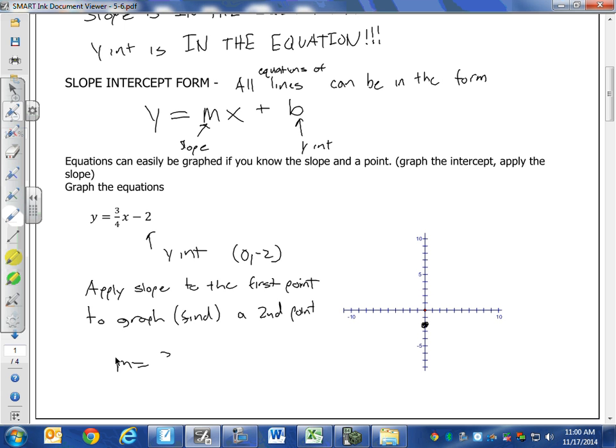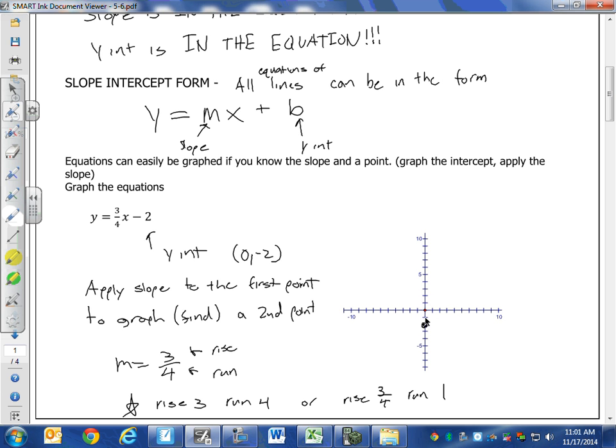The slope is 3/4. That's a rise of 3 and a run of 4 between 2 points, or it's a rise of 3/4 to a run of 1. I can either go rise 3, run 4, or rise 3/4, run 1. Now, if I rise 3/4, run 1, I'm at a decimal location. So I don't want to do that. Instead, I'll rise 3, run 4.